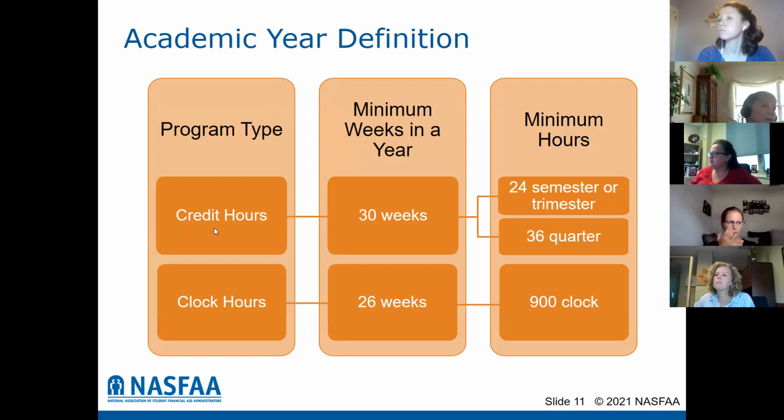It's going to be in credit hours. You have to have a minimum of 30 weeks in a credit hour program, and the minimum hours is going to be 24 for semesters or trimesters, or 36 for quarters. Now, the one thing to take away from here is that this is the minimum. A school can have more than this. For clock hours, it's 26 weeks and then 900 hours. Most of you, like I said, are probably going to be in credit hours. Again, 30 weeks, divided into two, gives you 15 weeks for each semester.